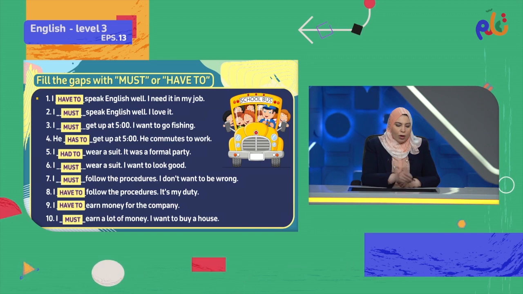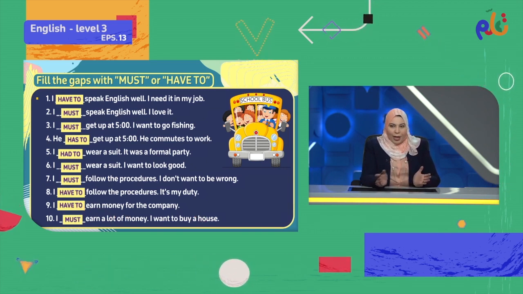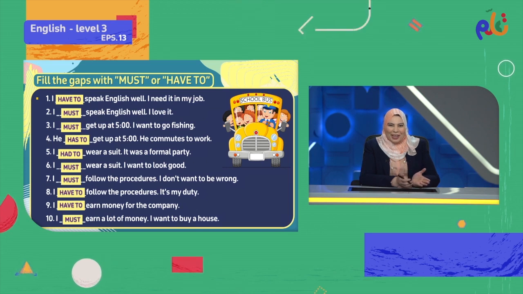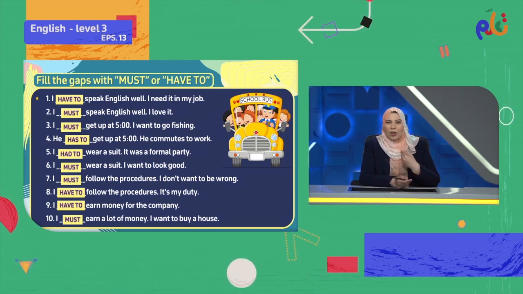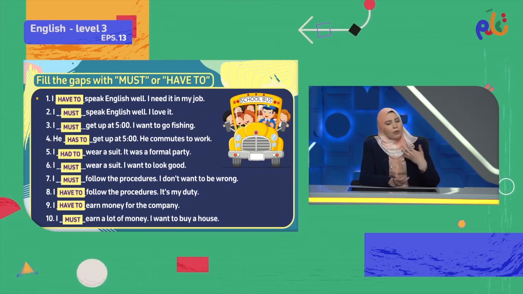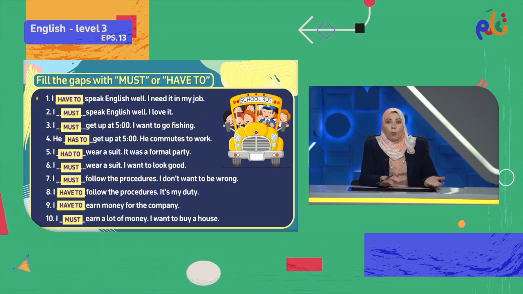And the last one is earn a lot of money. I want to buy a house. So for earn a lot of money, it's must, because I want to buy a house. If I don't buy a house, nobody will punish me. No problem at all. So here we have talked about two different things that can help me speak about my duties and obligations for my house, or my duties and obligations in life in general.